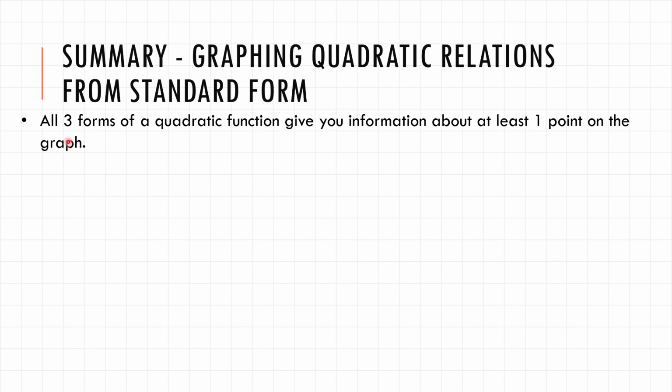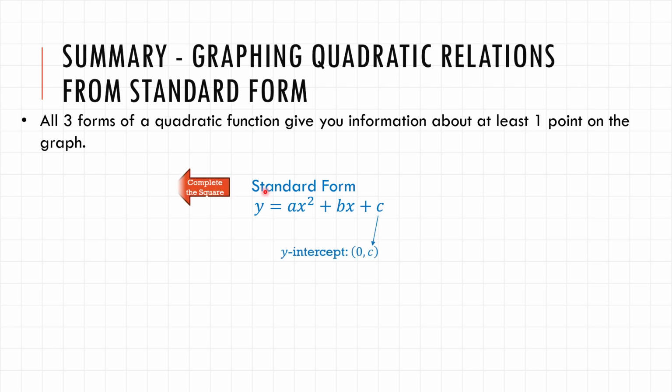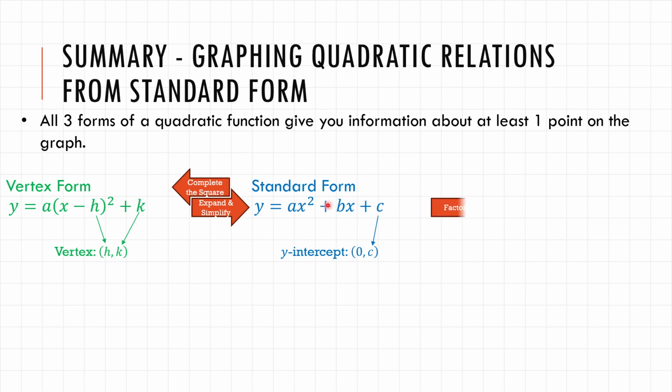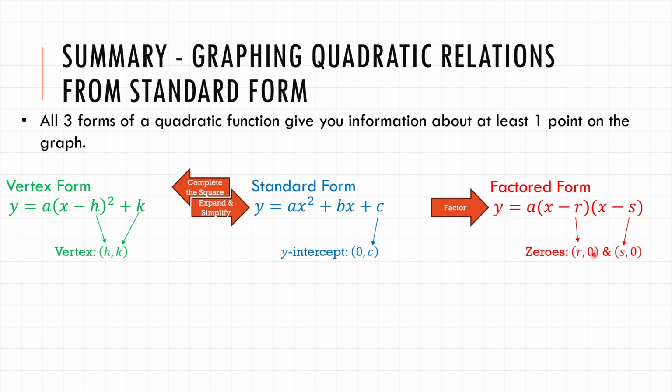Now, all three forms of a quadratic give you information about one point on the graph. Standard form tells us the y-intercept. From standard form, we can complete the square to turn it into vertex form like we just saw, and that gives us the vertex. If we want to go back, we can always expand and simplify, and we can then take standard form and factor it to get factored form. And factored form, of course, tells us the two zeros or x-intercepts or roots.